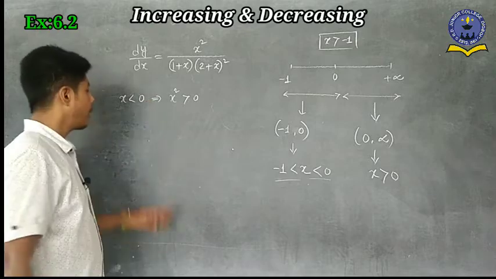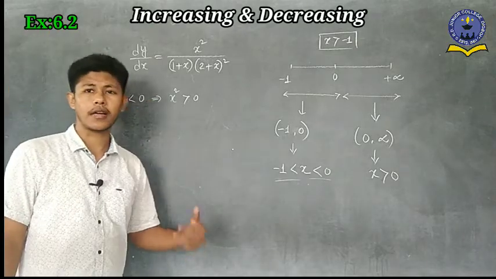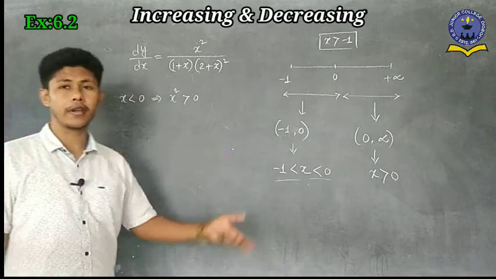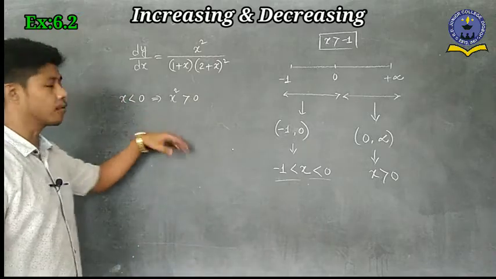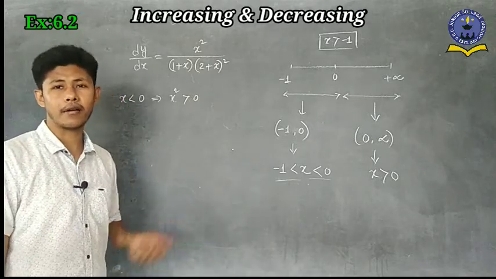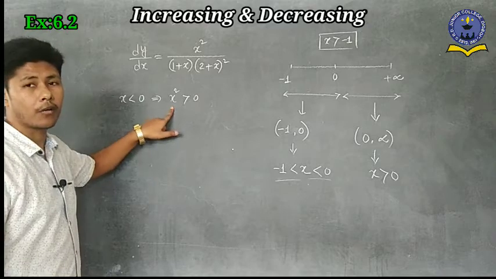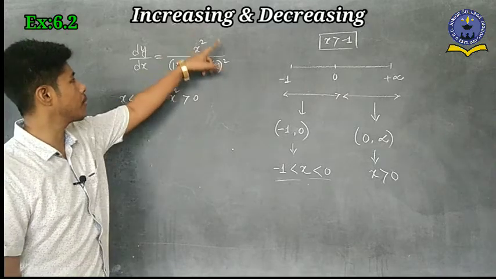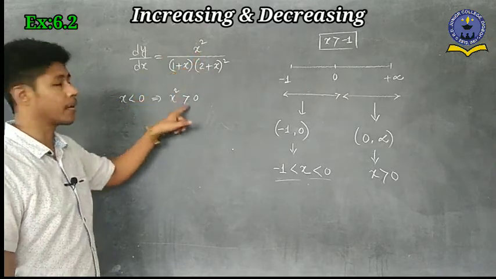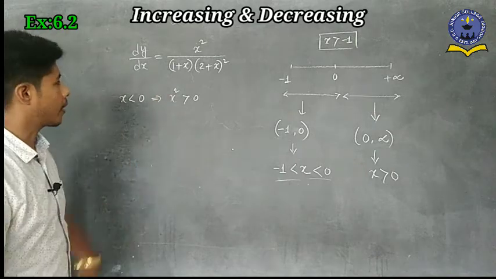Did you understand? The value of x was less than 0, but when we square it, the value becomes greater than 0. So why have we done this? Why do we square? Because in the result we need x square, so that's why we have to square this one. Is it clear? Okay, next condition.